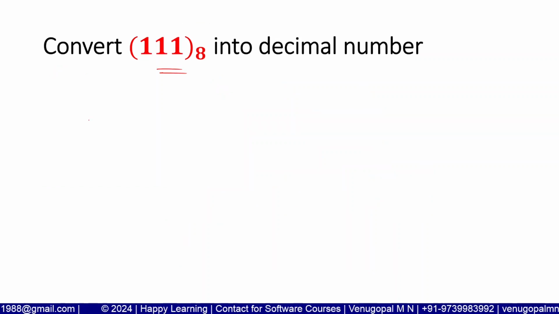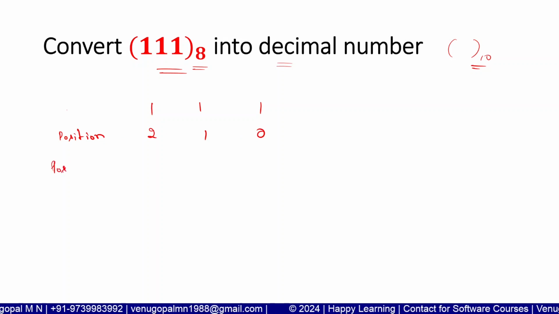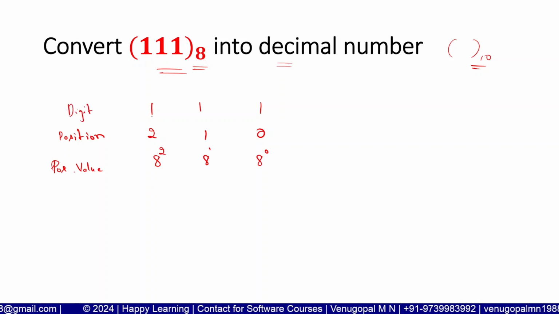Got it, guys? So let us understand one more example, which is we have 111 in octal format. Let us understand how we can convert it into decimal format. Decimal is nothing but base 10. Okay. So first let us write down the digits 1 1 1 and the position numbers 0 1 2. The positional values would be 8 to the power of 0, 8 to the power of 1 and 8 to the power of 2. So we have to multiply each digit with its positional value.